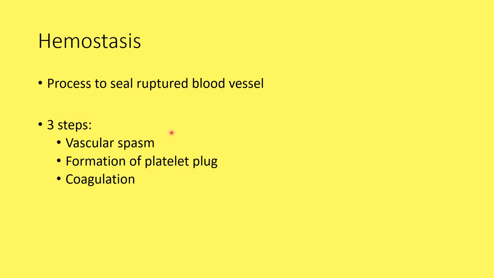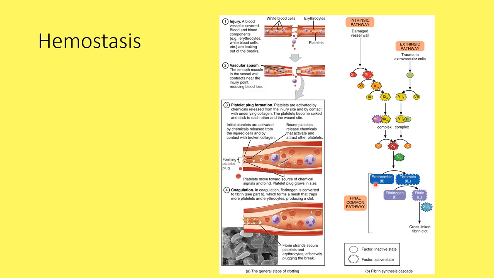There's three main steps. There's first what we call vascular spasm, where the blood vessel itself starts to constrict. That decreases the blood flow through there to try to decrease the amount of blood loss from the injury site. You have the formation of the platelet plug and then coagulation. And this is shown here. So you have that injury that has occurred. Like I say, the vascular spasms, you're trying to prevent a massive amount of blood loss from here.